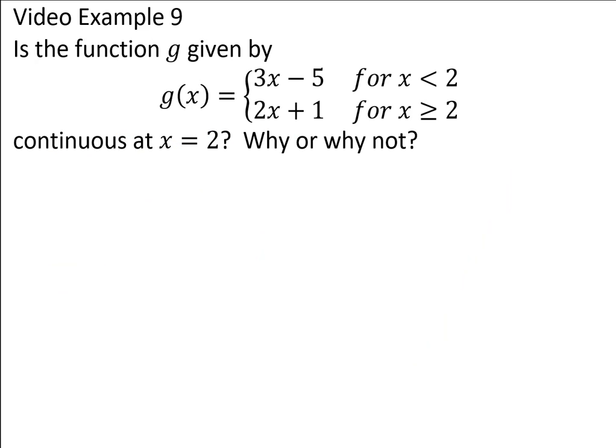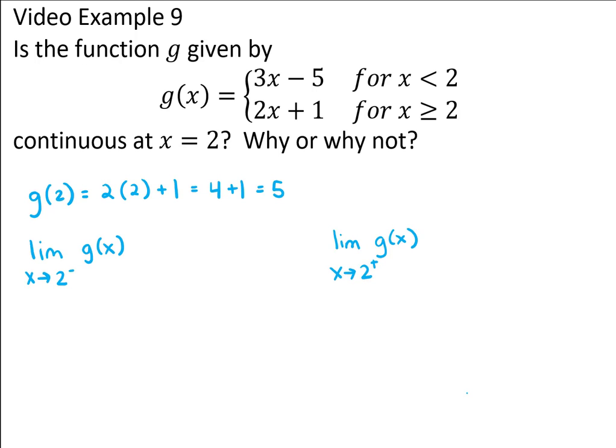Once again, for video example 9, we're given a function and we're asked to find if it's continuous at x is equal to 2. And so what we want to do is first evaluate g of 2. So g of 2 exists, and it is 5. The next thing we want to do is find the limit as x approaches 2. Now because it's a piecewise function, we do have to check the limit from the left and from the right. And the limit of g of x as x approaches 2 from the left is going to be 1. That's by plugging it into this equation. And then we know that the limit of g of x as x approaches 2 from the right would be looking at this equation, and we would get 5.